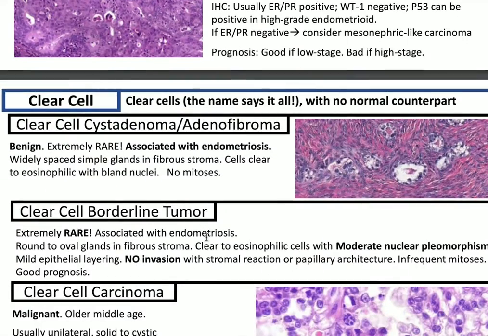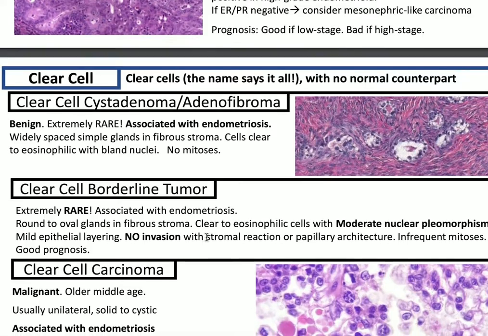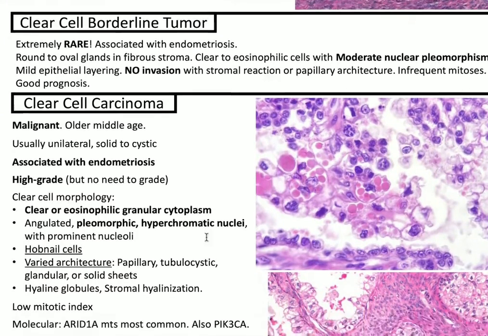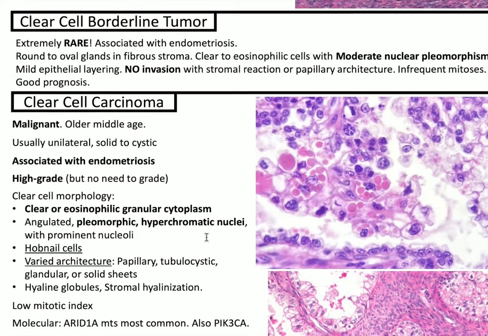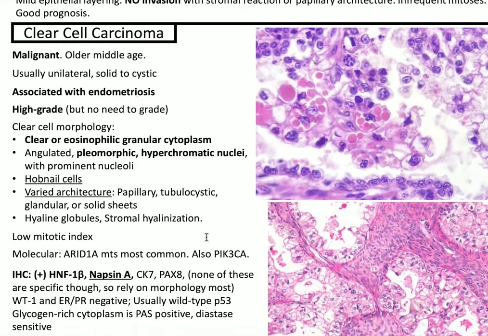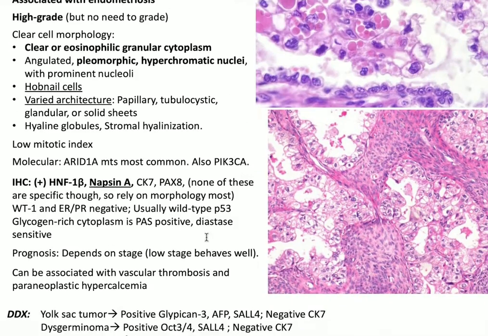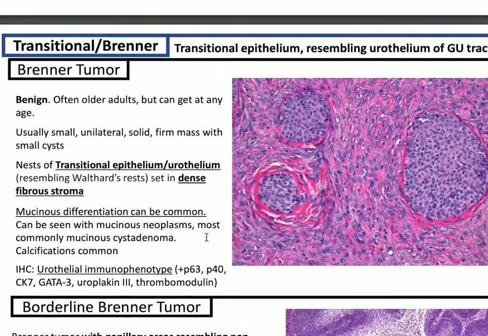Clear cell cystadenoma and borderline tumors are very, very rare. A clear cell carcinoma is malignant, high grade by definition. You'll have clear or eosinophilic granular cytoplasm, pleomorphic hyperchromatic nuclei, HNF1B and napsin A positive, WT1 and ER PR negative, usually wild type P53.